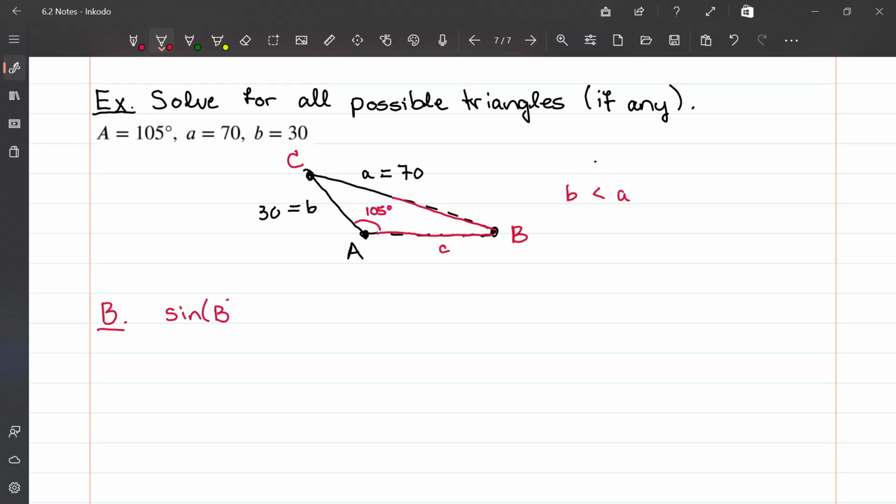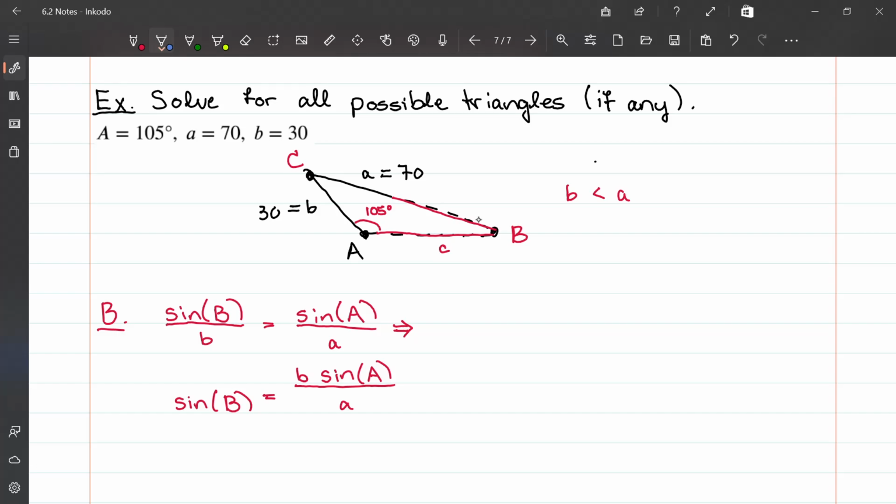Sine of big B, the unknown angle, divided by little b, the known side length, is equal to the sine of big A, a known angle, divided by little a, the known side length. Okay, I want to solve for big B, so the first thing I should be doing is multiplying both sides by little b. That done, I have the equation sine of B is equal to little b sine of A, all divided by little a.